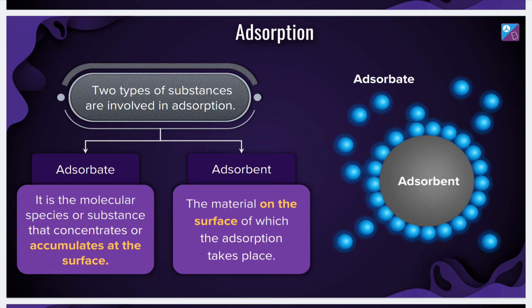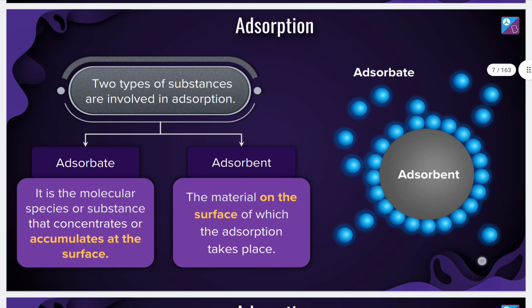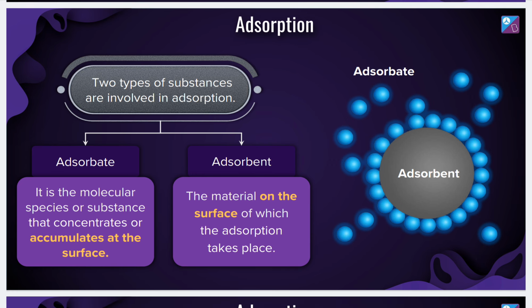The adsorbate is the molecular species or substance that concentrates or accumulates at the surface, and the adsorbent is the material on the surface of which the adsorption takes place. So this acts as the surface area for adsorption. It's very nicely shown in the image.